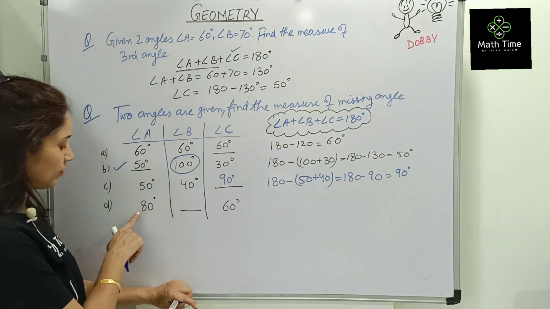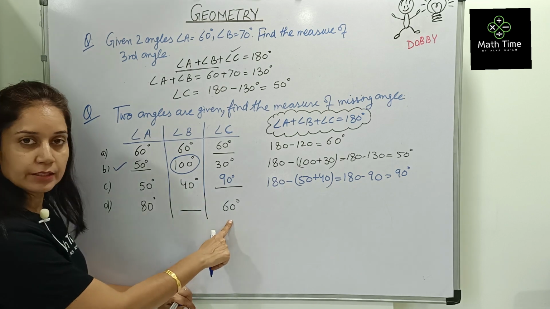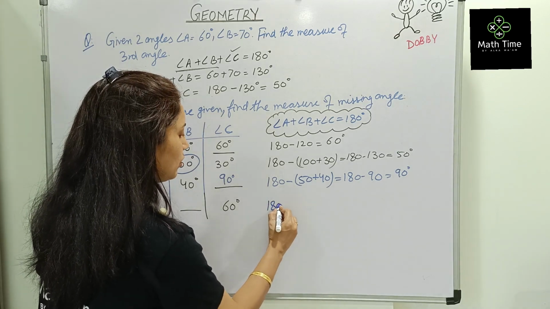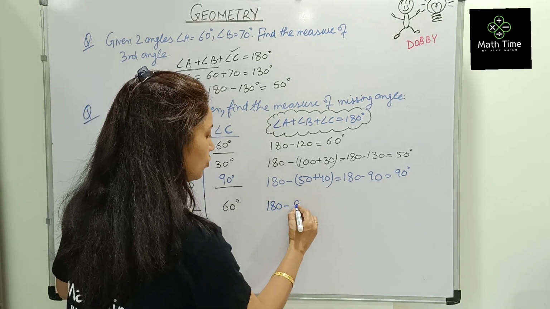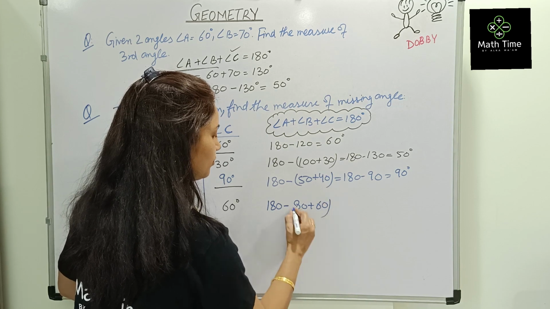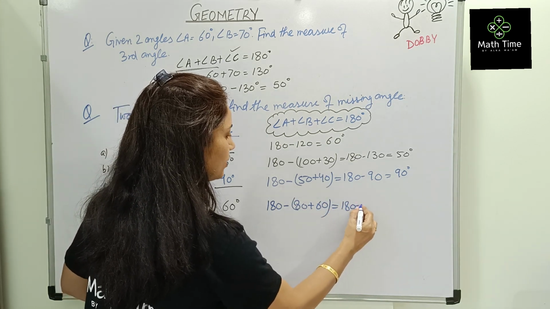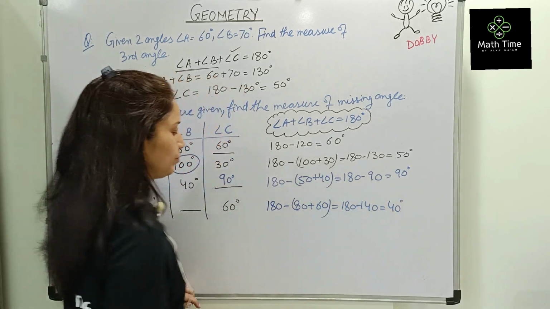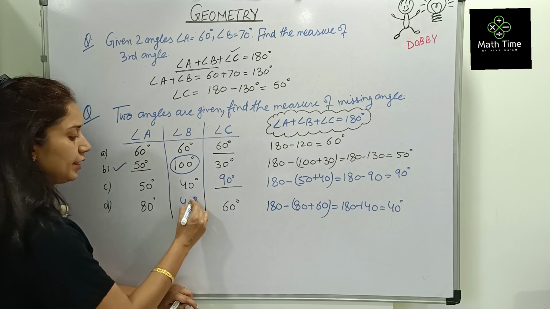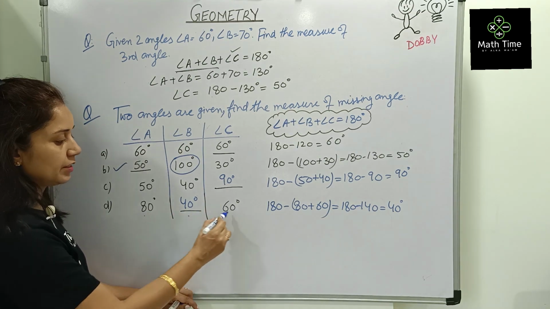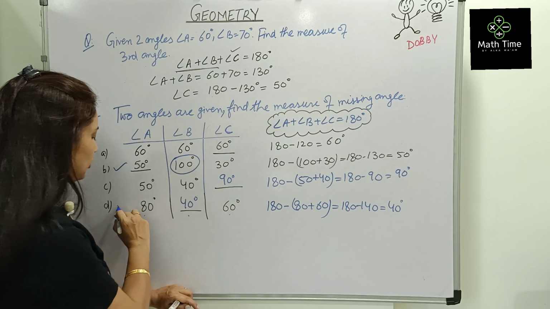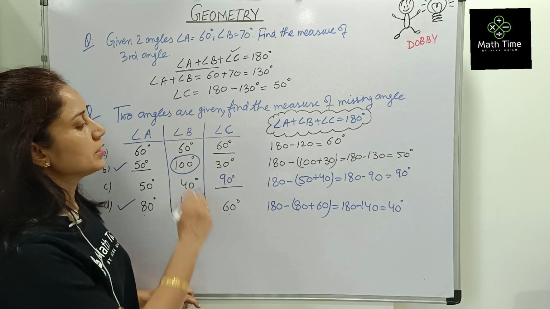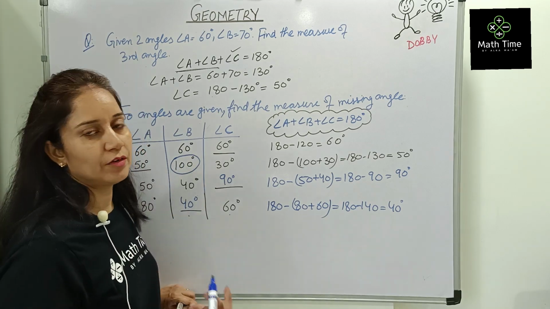D part, one angle is 80, the other angle is 60. Let us find the angle B. Angle B equals 180 minus the sum of these two, 80 plus 60, gives us 180 minus 140 equals 40 degrees. So here the angle is 40 degrees. Now observe 80, 40, 60, all are acute. That means which triangle is this? Acute angle triangle.